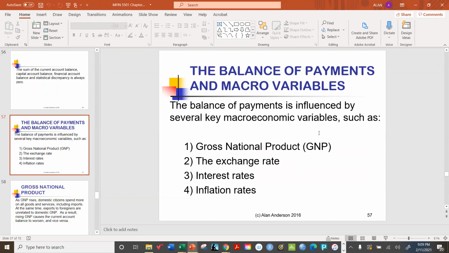All right. So now, here's what we want to look at. We want to think about how the balance of payments are affected by some of these variables. For example, GNP, growth of the economy, exchange rates, interest rates, and inflation rates. This is just a brief overview of how these different categories in the balance of payments are affected by these macroeconomic variables. We'll be looking at more of this in later chapters.